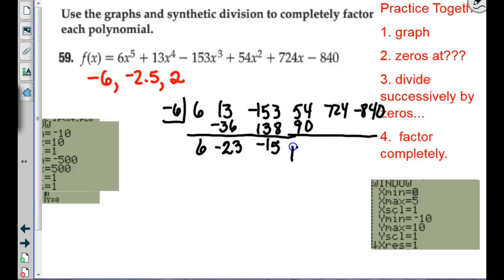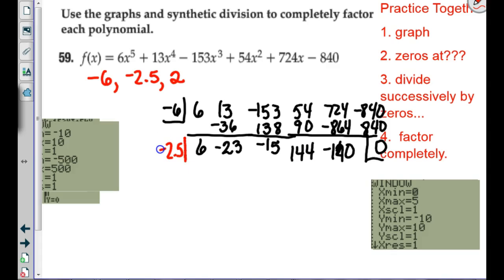Added to 54 is 144 times negative 6. 724 and negative 864 is negative 140. That's a 4, sorry. And negative 6 times negative 140 is 840. Okay. Successive division. We need to pick another one that works and keep going.